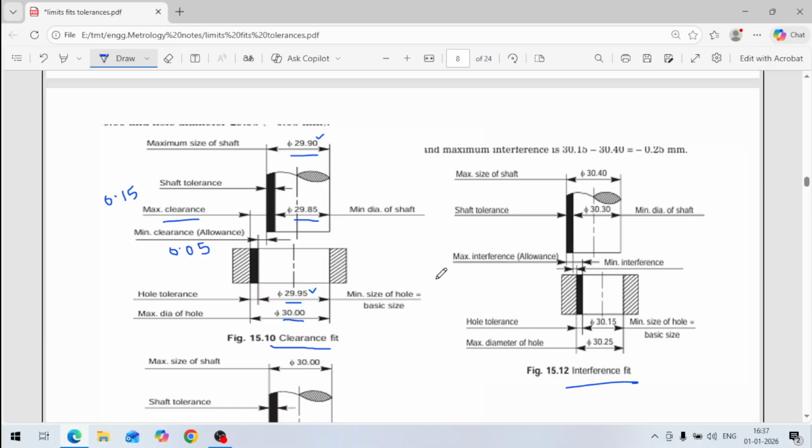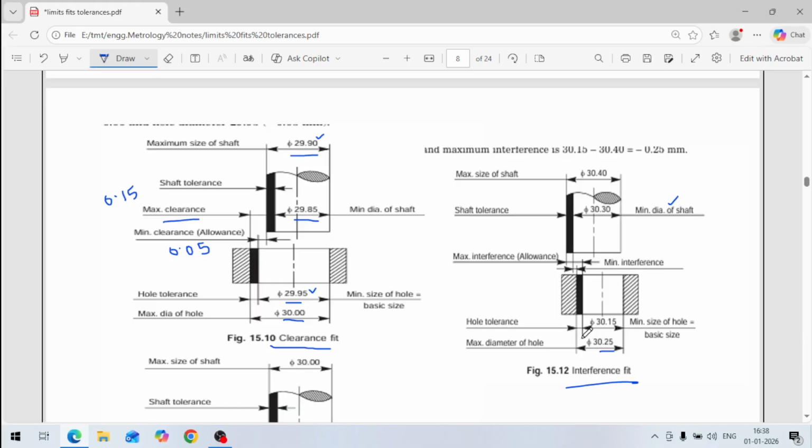Similarly, next is interference fit. Interference fit means when the size of the shaft is more than the size of the hole, then there will be interference. So here, how much is the interference? Similarly, we can calculate the maximum interference and the minimum interference. The same way. If you see here, the maximum diameter of the hole given here is 30.25.